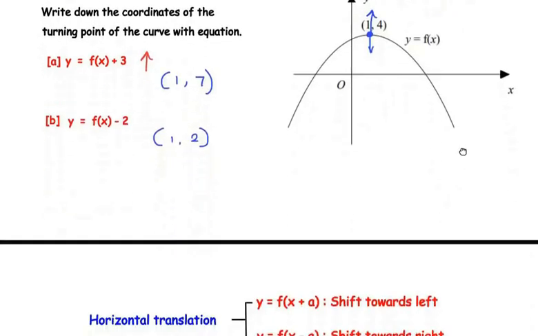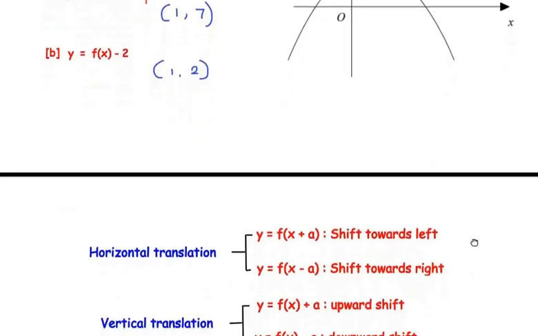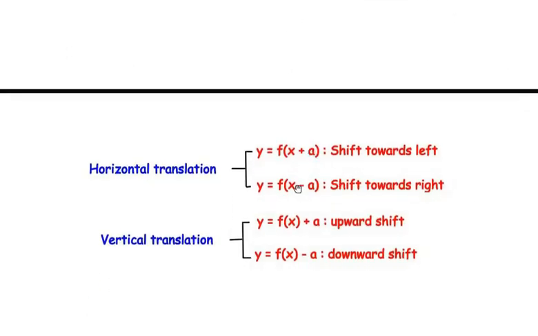So in short, to remember the horizontal and vertical translation, you have to follow these general rules. y is equal to f of x plus a is shifting towards the left. y is equal to f of x minus a is shifting towards the right. y is equal to f of x plus a is upward shift, and y is equal to f of x minus a is shifting downwards.